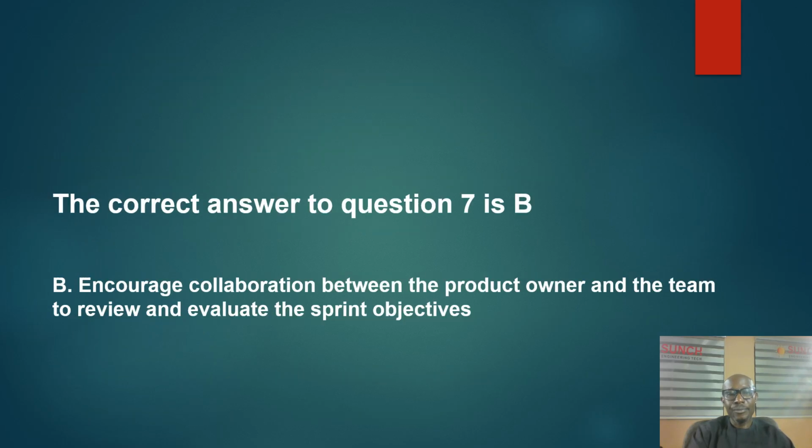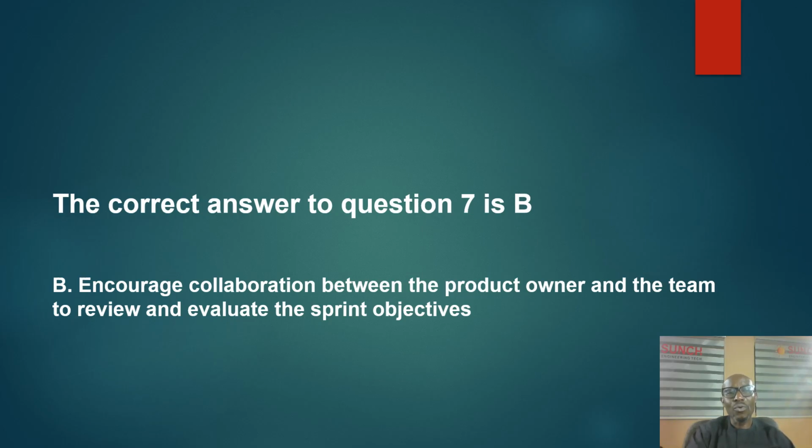The correct answer to question 7 is B. Encourage collaboration between the product owner and the team to review and evaluate sprint objectives. That is the correct answer. Why this question is kind of tricky is that we are looking at the team autonomy. In Agile or Scrum, the team has autonomy to make decisions on their own without interference. And the product owner is the owner of the products. So, two items are combined in this question.